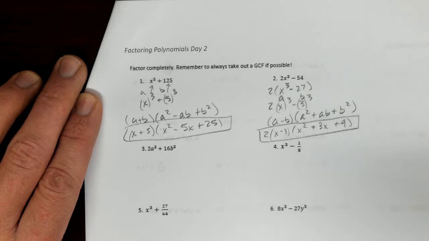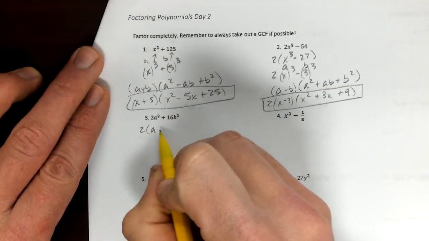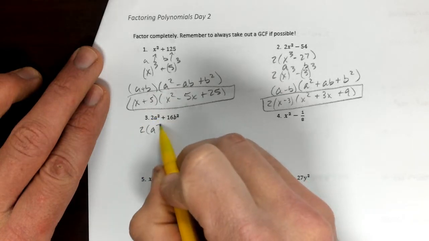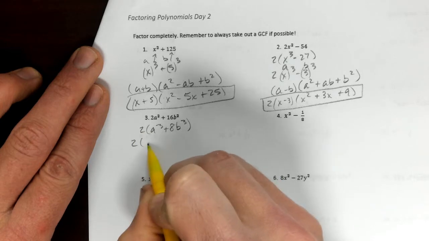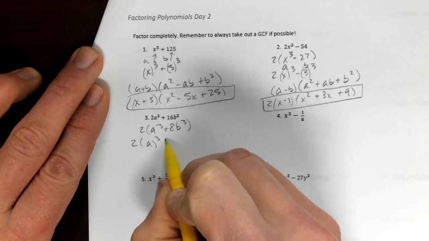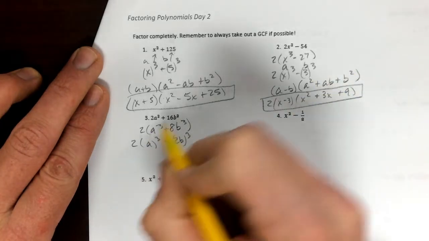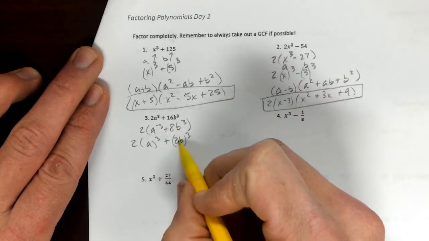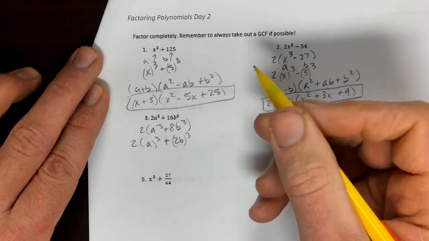We want to factor out a GCF if possible. So GCF is 2. We get a cubed plus 8b cubed. So let's rewrite this. 2 times a cubed plus 2b cubed. So now here is a, well a is a, well, that's easy, and then b is 2b. Alright, so it's going to be a sum of two cubes.